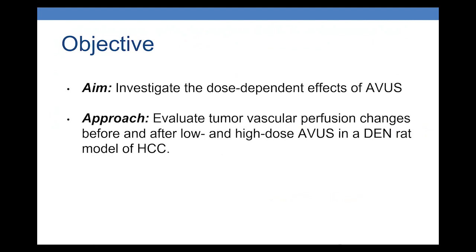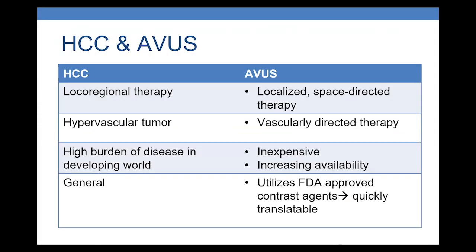So the objective in our current studies was to investigate the dose-dependent effects of AVUS by evaluating tumor vascular perfusion changes pre and post low and high dose therapy in a DEN rat model of HCC. HCC and AVUS represent a good fit. HCC needs a local regional therapy. Being a hypervascular tumor, AVUS clearly is a vascularly directed therapy. And given the high burden of the disease, AVUS is really inexpensive and increasingly available.